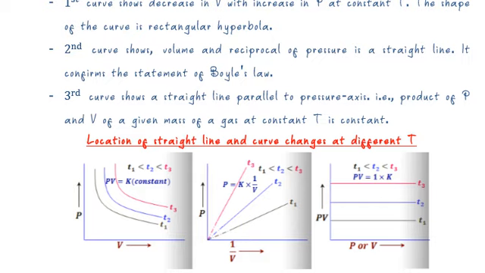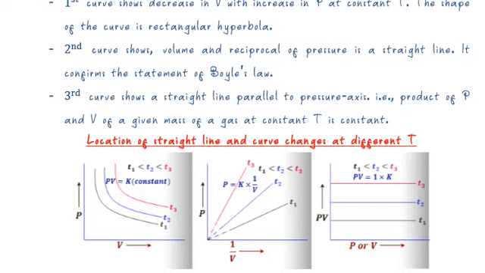As you have seen, the three curves in the graph: the first curve shows decrease in volume with increase in pressure at constant temperature. The shape of the curve is a rectangular hyperbola. The second curve shows volume versus reciprocal of pressure is a straight line. It confirms the statement of Boyle's law.